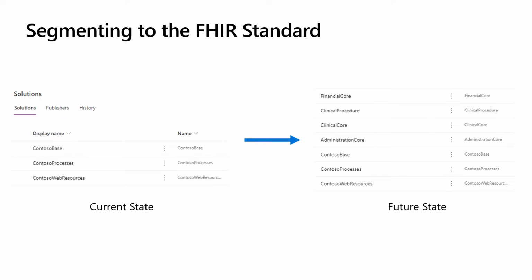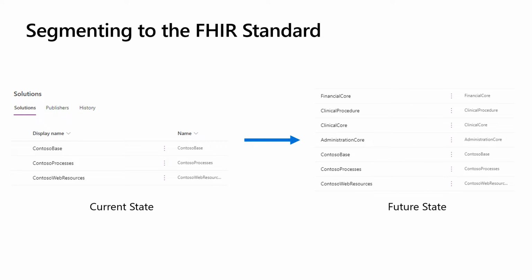Knowing what we know, referring back to the standard we saw earlier, looking at the architectural considerations. On the left, we have the current state. We have the three main solutions: web resources, processes, and base. As we look towards a future state, we still have our base, but we've actually split out entities that were within the Contoso base and moved them into more of a logical boundary here at administration, clinical, financial core. We see even further with clinical, we've broken out core tables, the data model we have, but then ones maybe that are specific to even further pieces, like a procedure that happens in the clinical space.